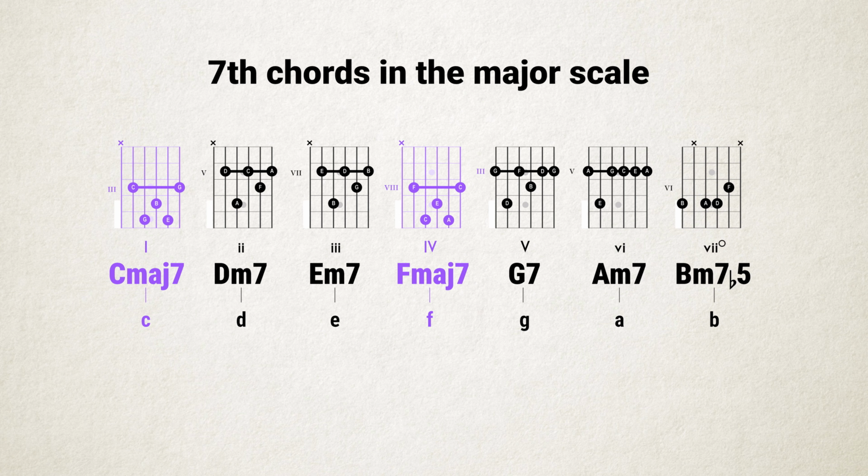We'll get a major 7th chord on the 1st and 4th degree. We'll get a minor 7th chord on the 2nd, 3rd and 6th degree. We get a dominant 7th chord on the 5th degree. And we'll get a half diminished chord on the 7th degree. Now again, listen how each chord feels as you play them in a row.